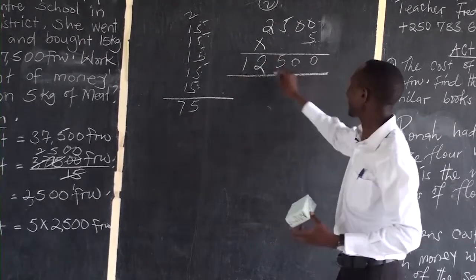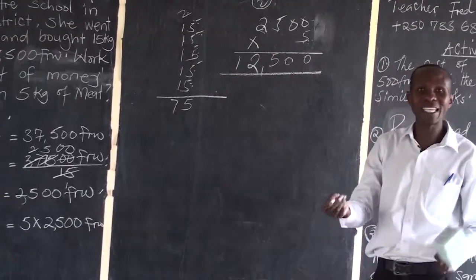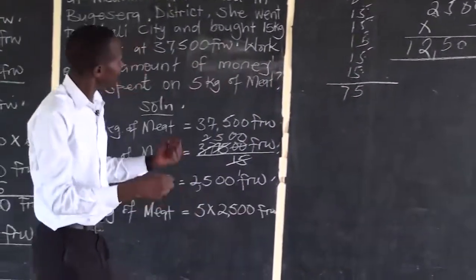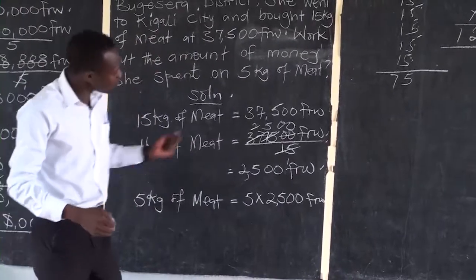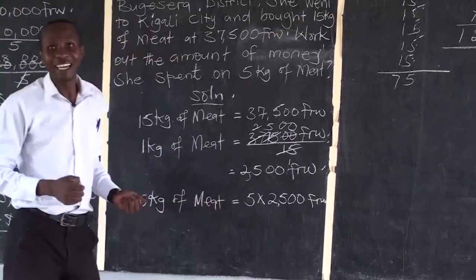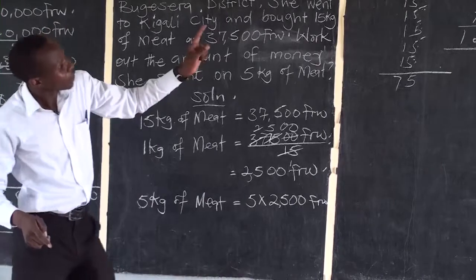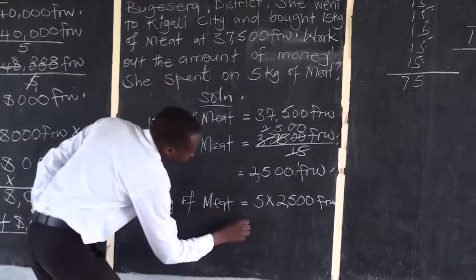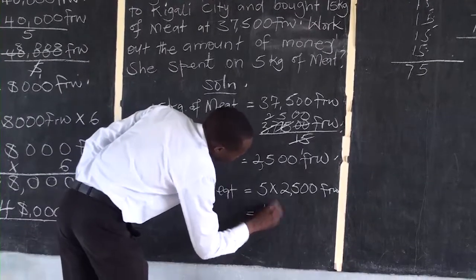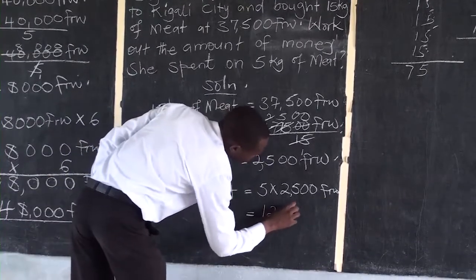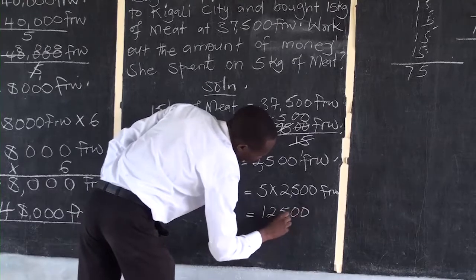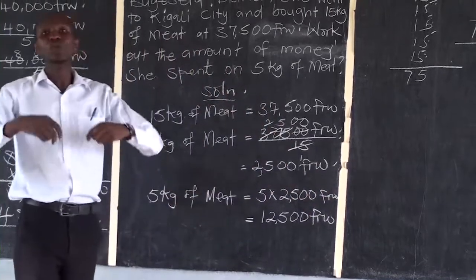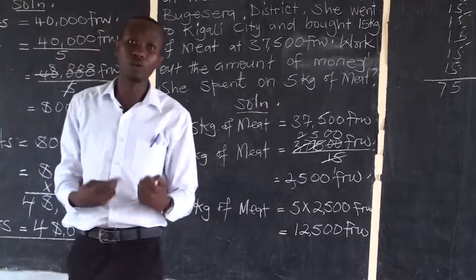What does it mean? Look at this. This is simply what it's meaning. It is meaning that if you go to the market and you want to buy 5 kilograms of meat, you will spend 12,500. So we shall come here and say, this will give us 12,500 francs. This is the amount of money that you can spend on 5 kilograms of meat.